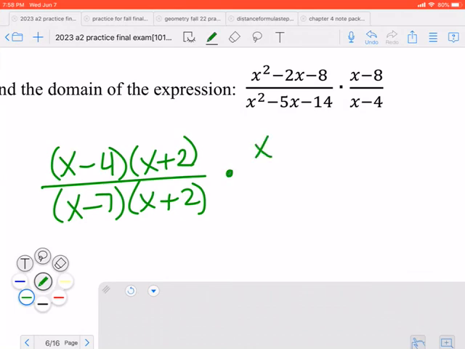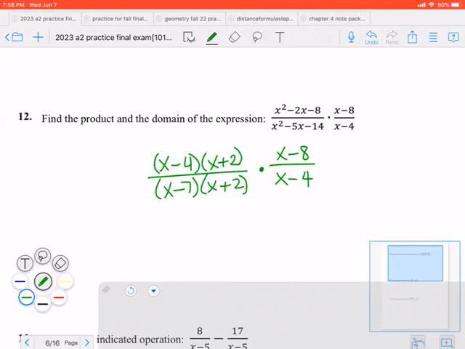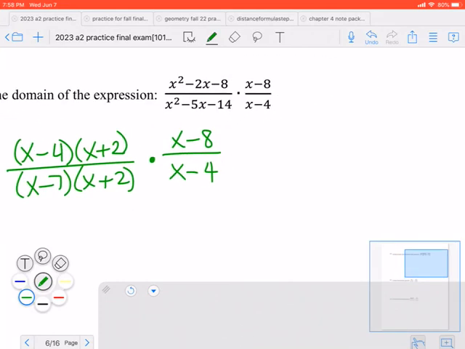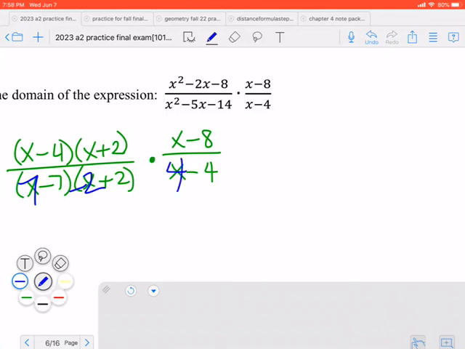And we're multiplying by this guy. So the domain is about what the bottoms can't be. You can't have 0 on the bottom of a fraction. So if x was 7 or -2 or 4, it would make zeros on the bottom. So our domain is x is not allowed to be 7, -2, or +4.